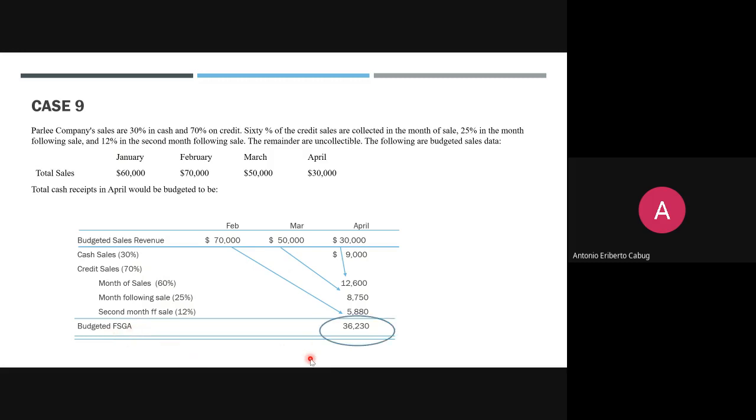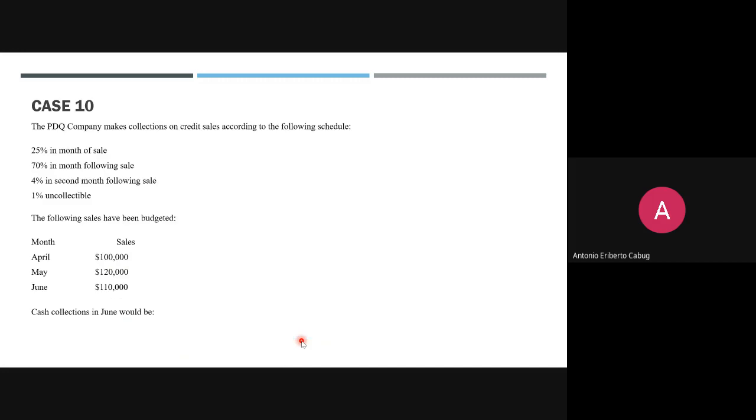Okay, that would be case 9. Case 10 is similar. However, it's actually easier. Mas madali yung case 10. I will give you only 2 minutes for this one. Go.